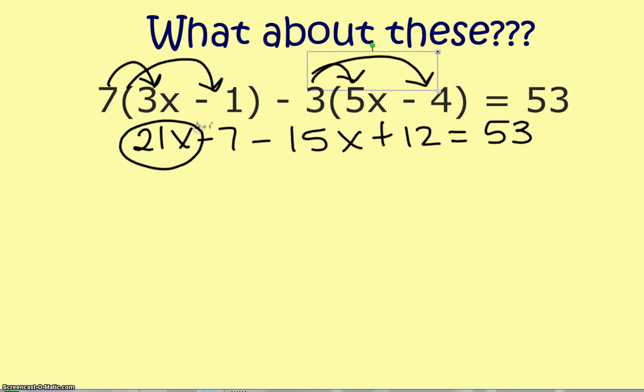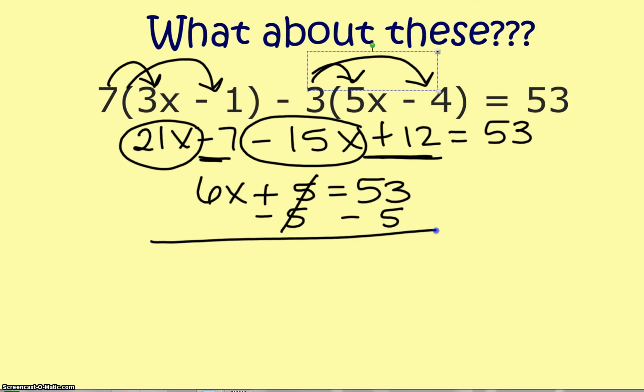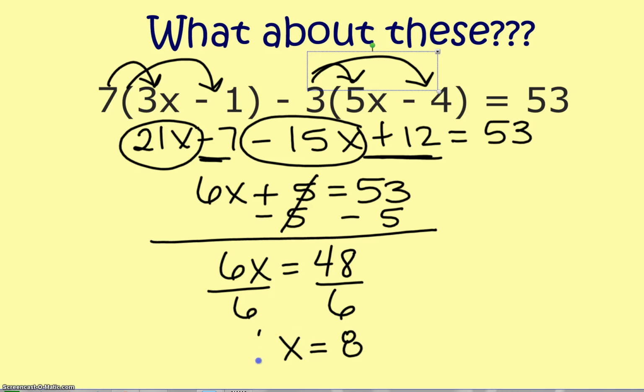Circle your x's with the sign so you don't forget them. So 21x minus 15x is 6x. Then you have a negative 7 and a positive 12. So it's plus 5 equals 53. Your ultimate goal is to get x by itself so you know what x equals. So to do that, you take away the 5 because it's positive. You take the opposite. Those cancel and you're left with 6x equals 53 minus 5, which is 48. Divide by 6, x is equal to 8.